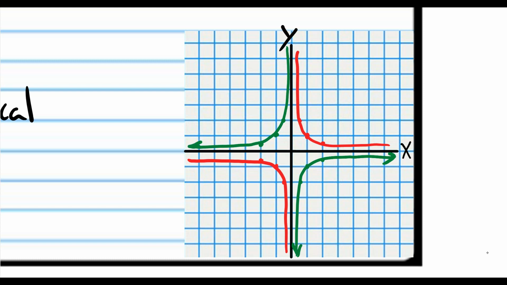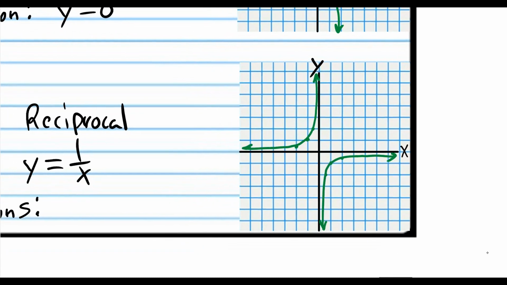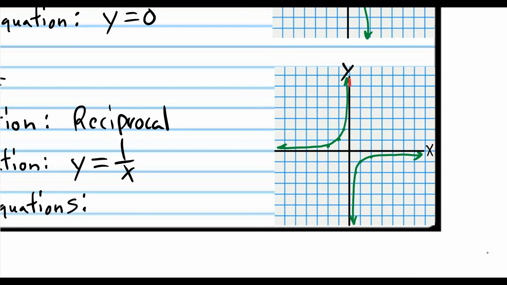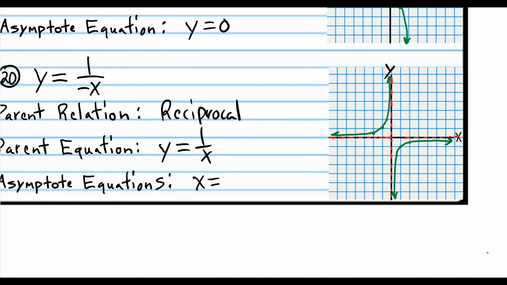And you can see that the asymptotes are actually in the x and y axes as they are in the parent graph. So we're going to draw those asymptotes right on the x and y axes, because the problem tells us to draw the asymptotes, and the asymptote equations are going to be x is equal to 0 and y is equal to 0, because all the x values of the points on that vertical line are 0, and all the y values of the points on that horizontal line are 0.